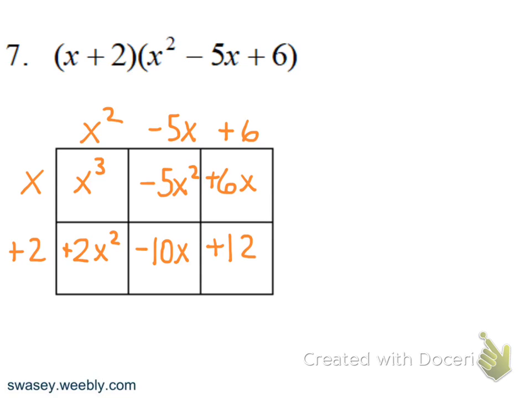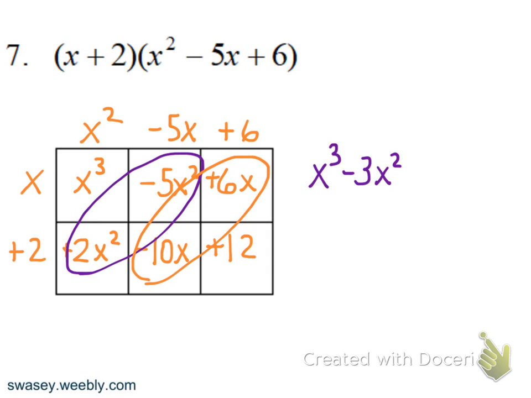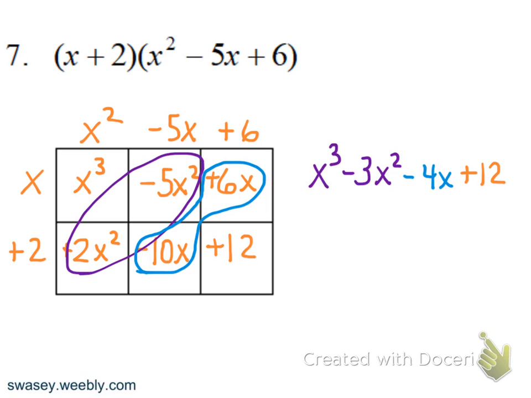You'll notice some like terms here. These two are like terms, and so we can write x cubed, 2x squared plus negative 5x squared is negative 3x squared. And then we also see these other like terms. Sorry, that's kind of messy. Let's see, this one and this one. So negative 10x plus 6x is negative 4x. And then we have the plus 12, that constant at the end.